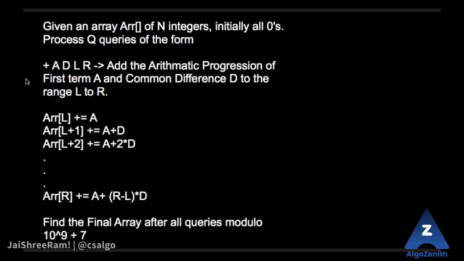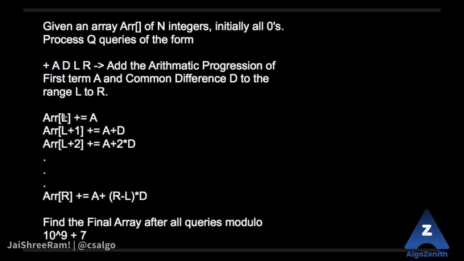So we are given an array ARR of size n and initially all zeros. You need to process q queries of the form plus A D L R, and this is an update query. A, D, L, R, four numbers are given to us, and you need to add the AP A, A plus D, A plus 2D, and so on, up to the last value in the range L to R in the array ARR.